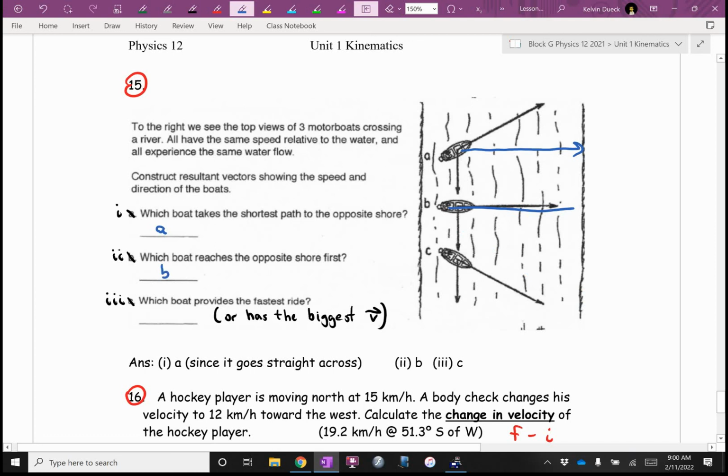Which boat provides the fastest ride? Definitely C, because if I add these two together tip to tail, I have the biggest resultant. C, you're going partly with the current. You would feel more wind on your face in C than in any others. So I hope that answers the question for whoever asked that.